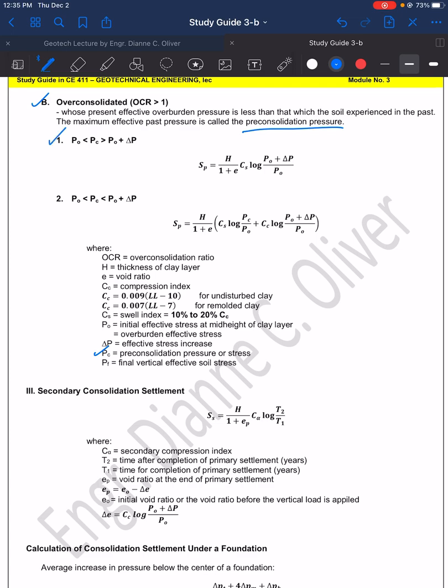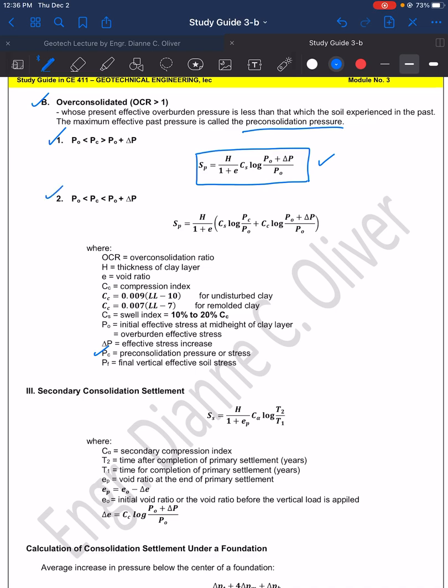The first case here is when P sub O is less than P sub C and P sub C is greater than the P final. Remember, this is the P final, or that is P sub O plus delta P. If that condition has been satisfied, then use this formula. S sub P is equal to H over 1 plus E, C sub S log of P sub O plus delta P over P sub O. And again, C sub S there is the swell index.